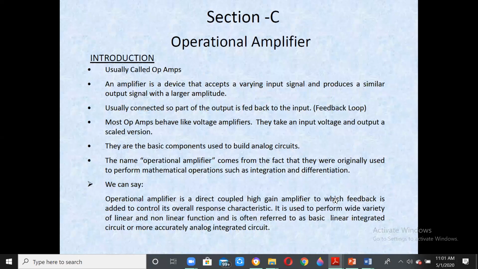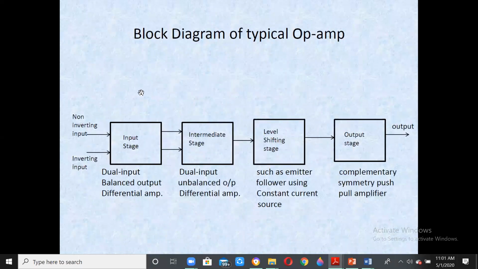Direct coupled high gain amplifier to which feedback is added to control its overall response characteristic. It is used to perform a wide variety of linear and non-linear functions and is often referred to as the basic linear integrated circuit, or more accurately the analog integrated circuit. Then we come to the block diagram.